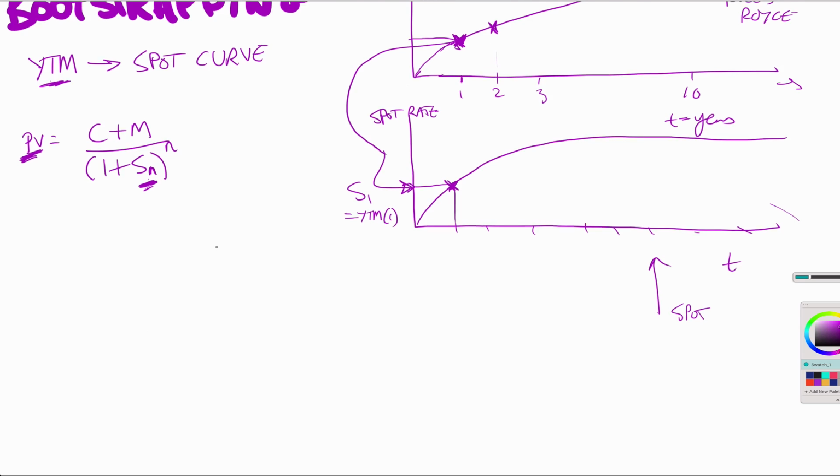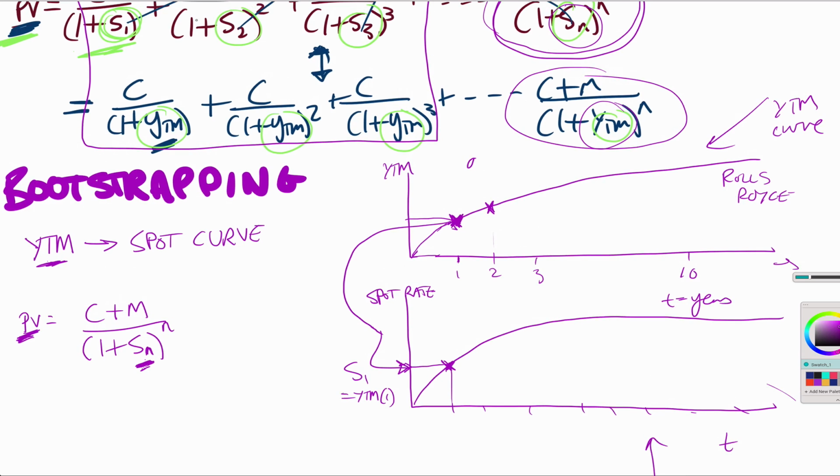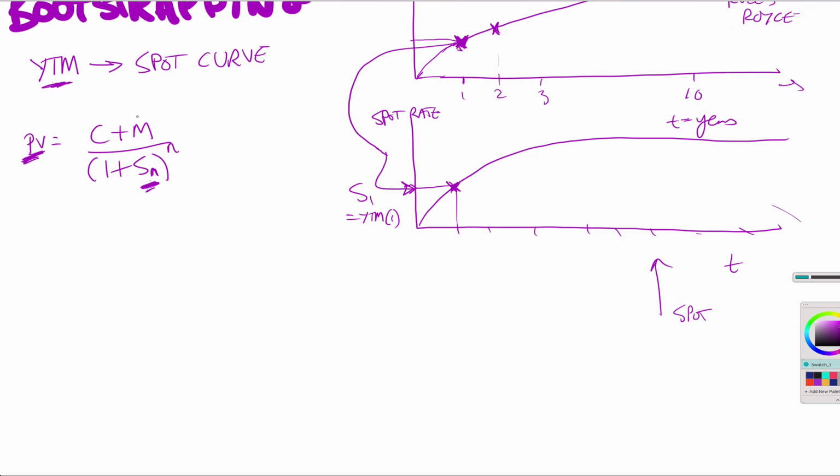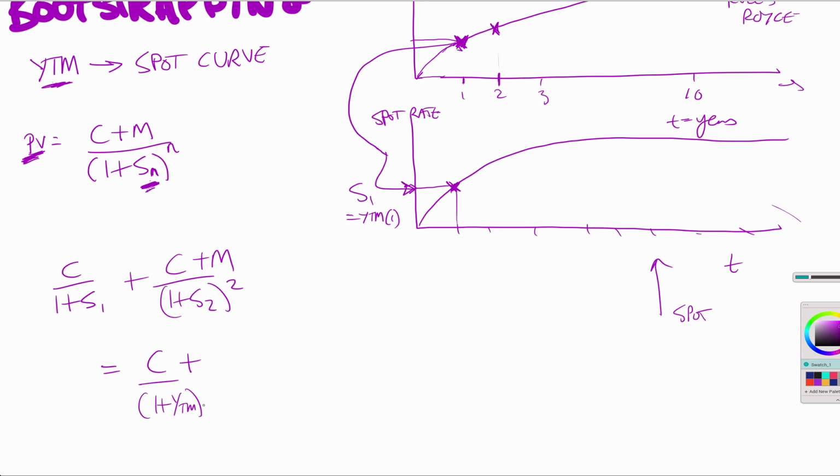It's very simple. If we go back to our formula, it all comes down to this formula here, so I'm just going to write it out again. For a bond that matures in 2 years from now, we can say that C over 1 plus S1, plus C plus M over 1 plus S2 squared, because we only have two remaining, equals C over 1 plus yield to maturity, plus C plus M over 1 plus yield to maturity squared. Look at this.